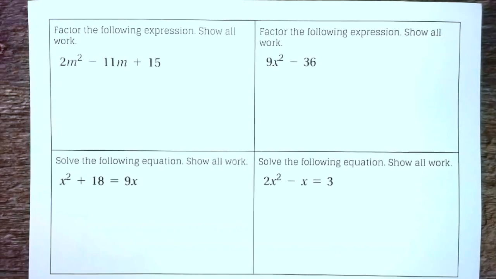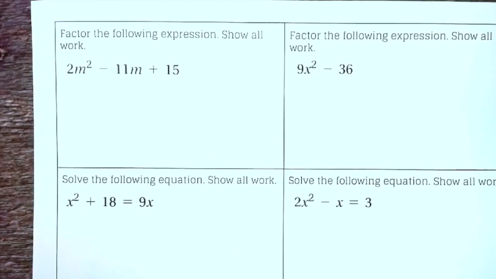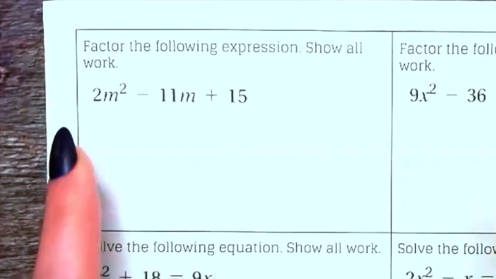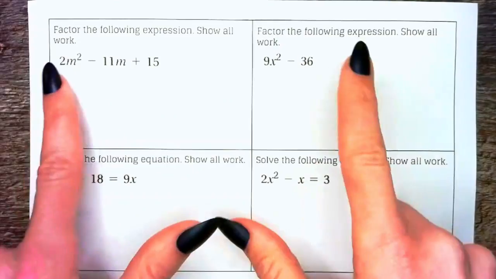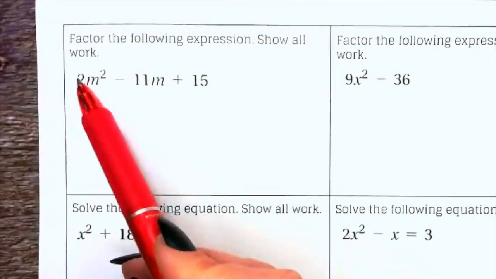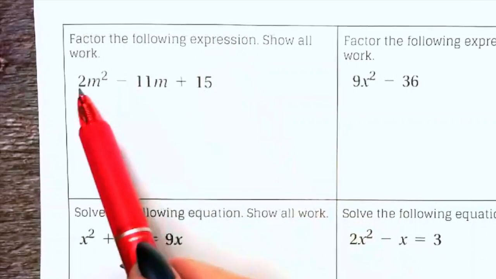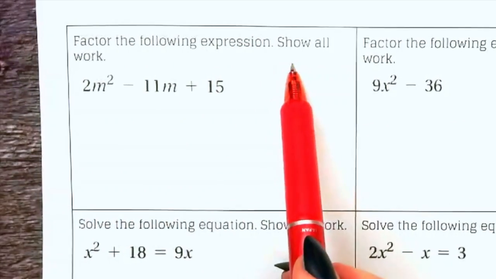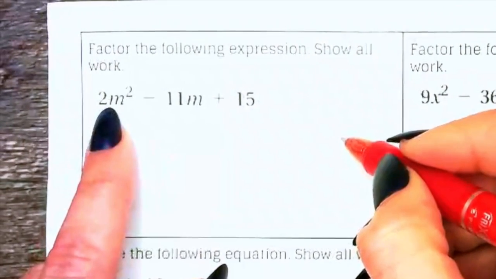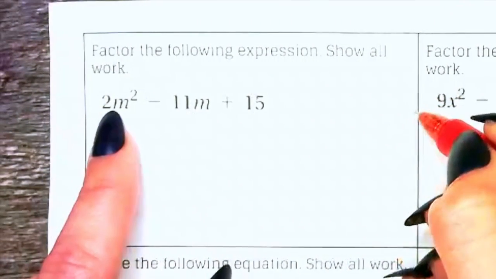For these last 4 examples, we have some questions that involve factoring expressions and solving equations. While similar, they are different. We always pay attention to the directions and the setup of the problems. Factor the following expression, no equal sign, no solving. Show all work. If you were to use the AC method in factoring, that would require more written work.